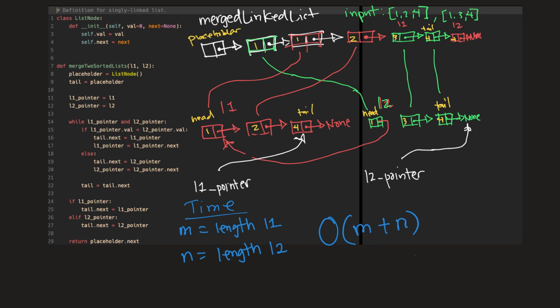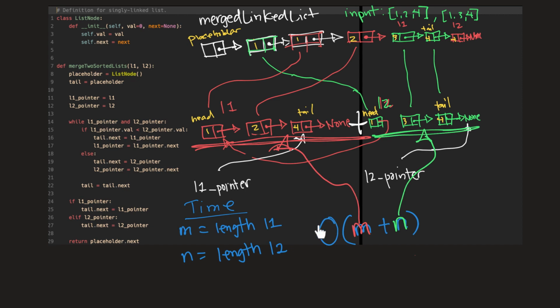To make things clear, I'll make this m red because this m is this list here. And I'll make this n green because this n is this list here. Then I'll go ahead and just add a plus in between them. So our time complexity is O of m plus n, where m is our first list and n is our second list. So the time requirements for this function will scale linearly with the size of m plus n.